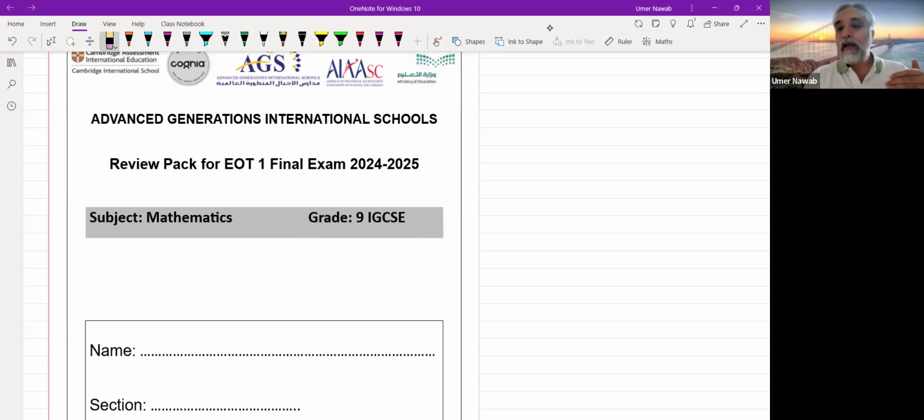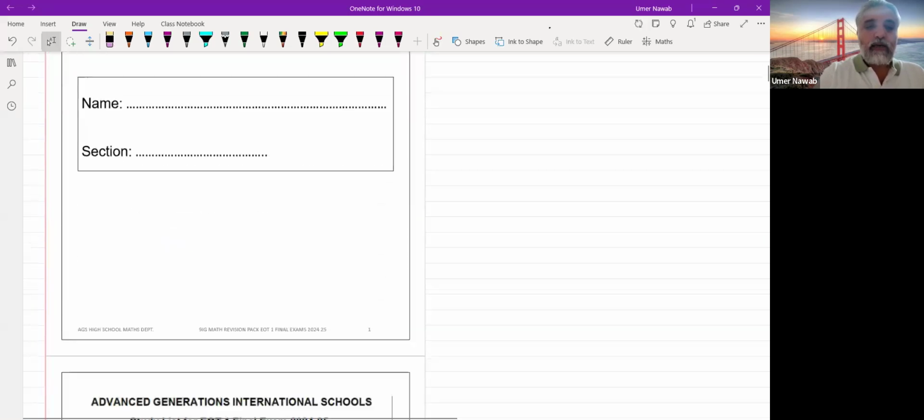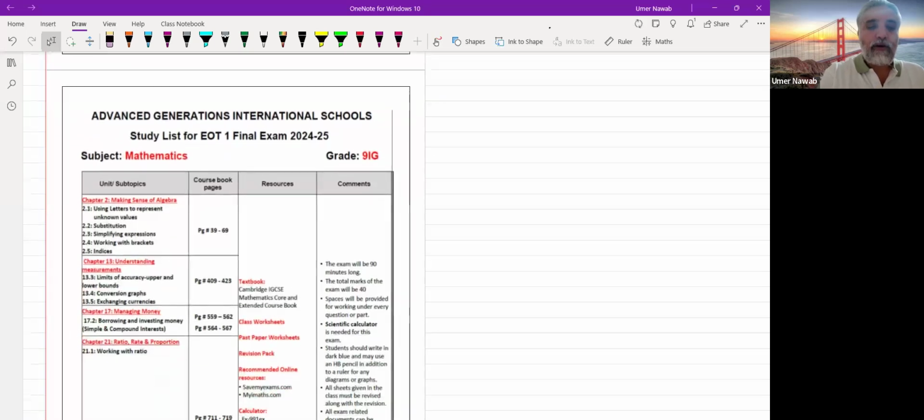That's why when I go through the review pack, I will show you first what our study list is. Okay. So in front of you, the screen which is shared is our review pack. Let's go to the second page. In the second page, we have how many chapters coming? Chapter number 2, which is from algebra. Okay. 5 aspects of algebra I'm going to give in your final exam.